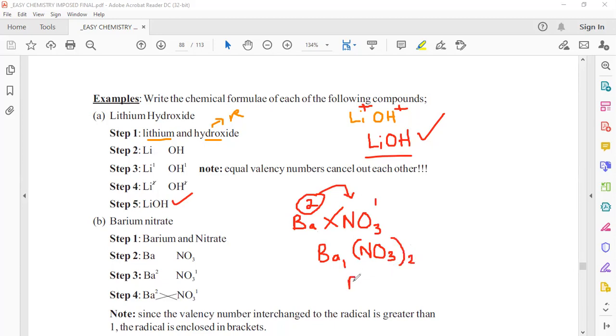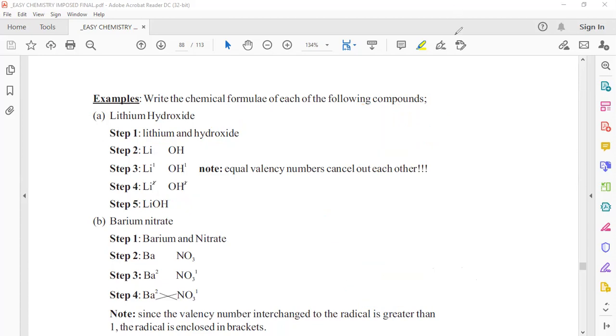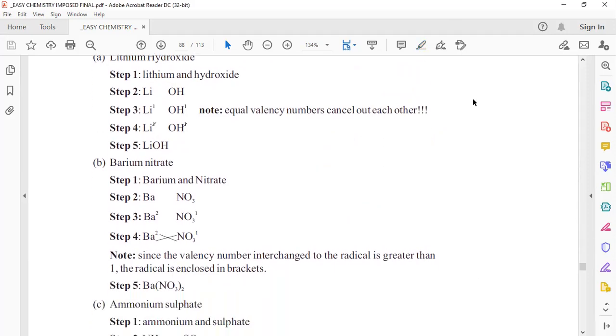So the final answer becomes Ba(NO3)2. And remember not to leave space when you're writing the full formula. So there is no need for us to start multiplying 2 times N, 2 times 3. No, it's not necessary. So this is the formula that we call barium nitrate. So it's very simple, just understand the rules and then the rest is just a walkover. Regardless of how complicated the formula can be, if you understand the rules, it's very simple.